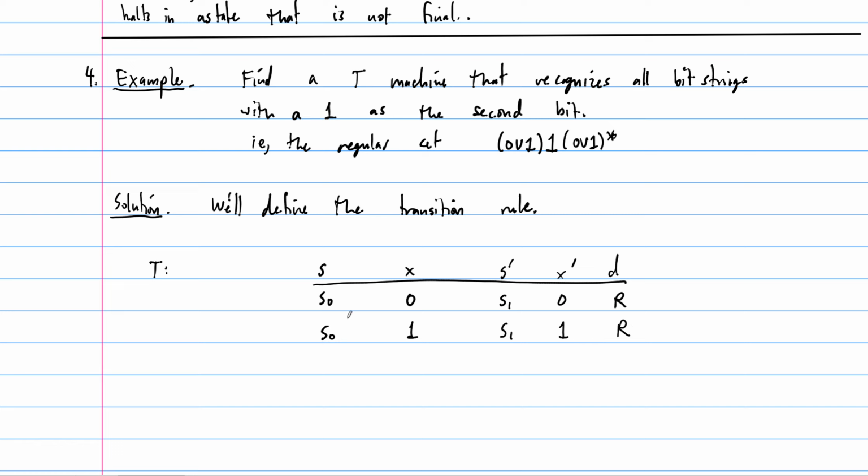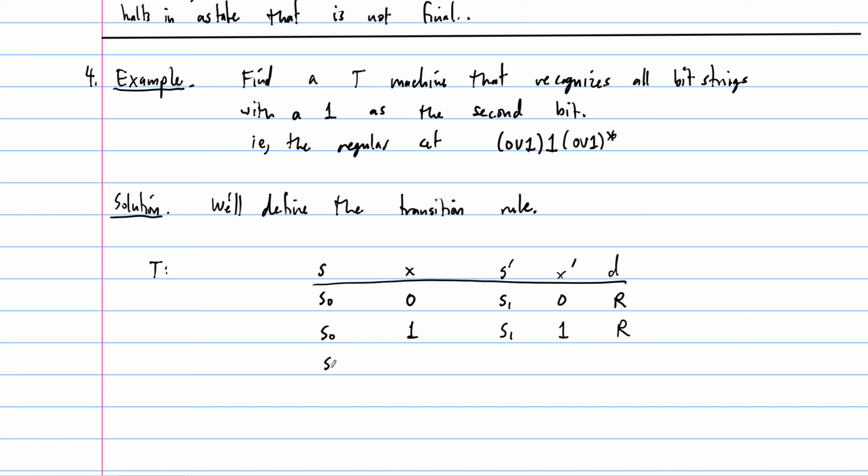Now the next bit is where the most important thing happens, because the second bit is the one that we care the most about. So the second bit is the one that we have to look at and see: is it a 1 or is it something else? In this one, we're already in state S1. This just indicates that we're on the second bit, so we've moved to the second bit. That's why the state is S1.